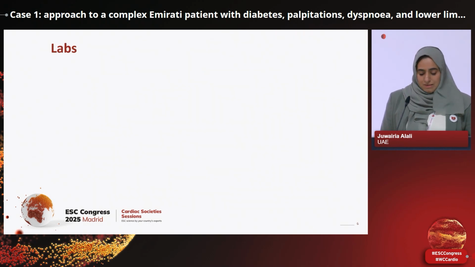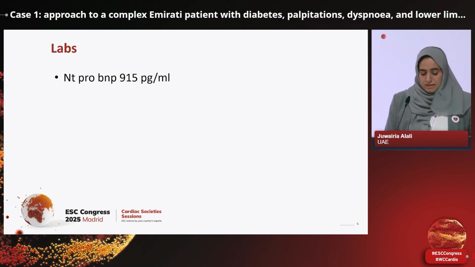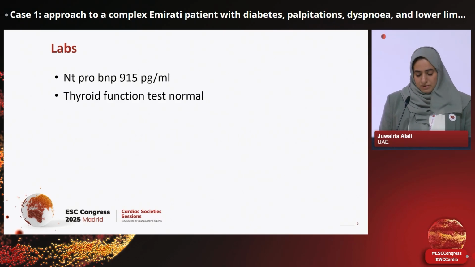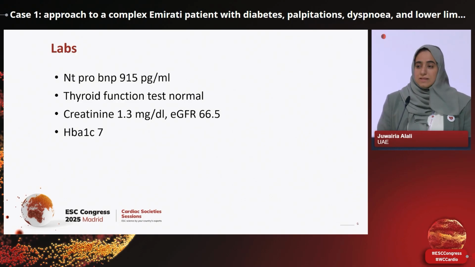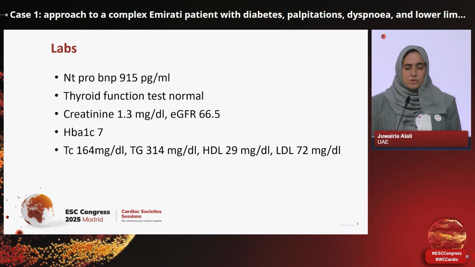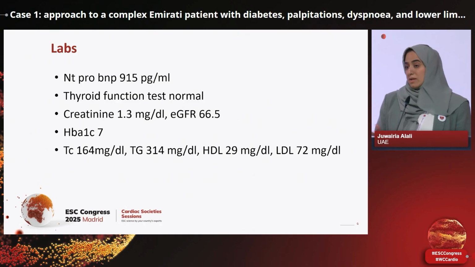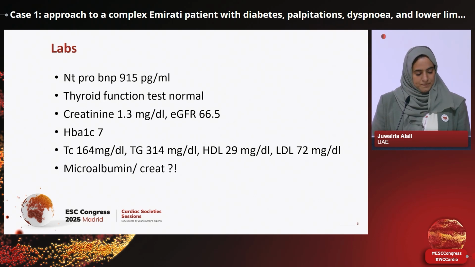So these are his laboratory workup. His NT-proBNP was elevated, 915. He had a normal thyroid function. His creatinine was 1.3, but because of his big body mass index, his GFR is 66.5. And his hemoglobin A1C, as we said, was 7. His total cholesterol was 164. His triglyceride was elevated, 314. His HDL was 29, which is reduced, and his LDL was 72.